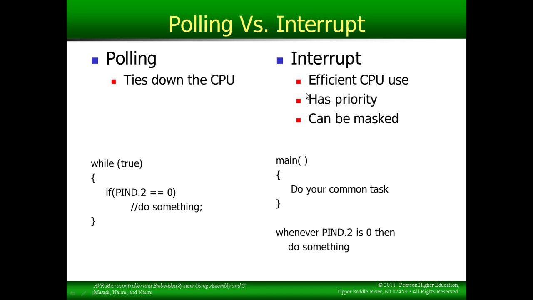And then finally, efficient CPU use is probably the biggest benefit of using interrupts. For polling, the CPU has to go check all the conditions while it could be doing something else, whereas if you're using interrupts, then the CPU does its normal operation and only deals with the interrupts whenever they're generated.